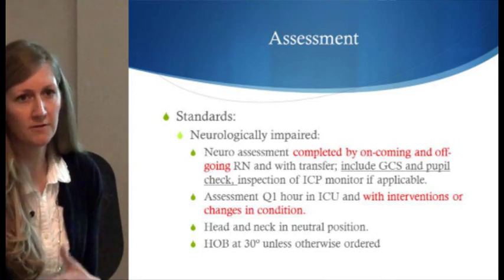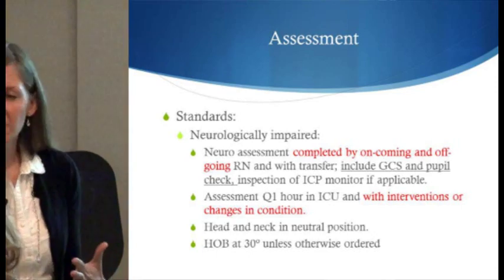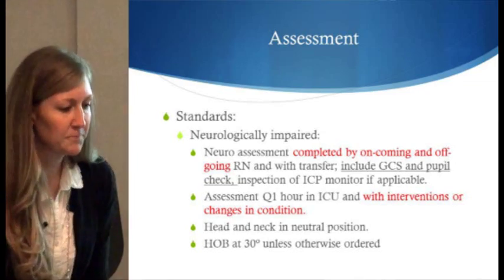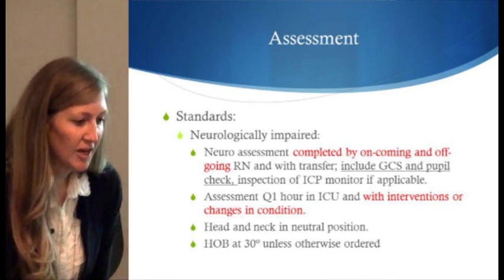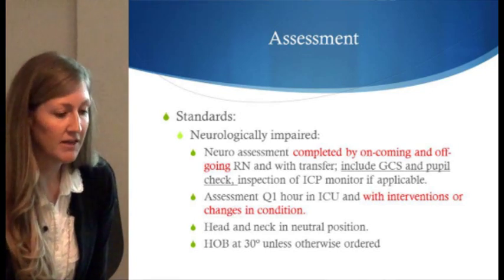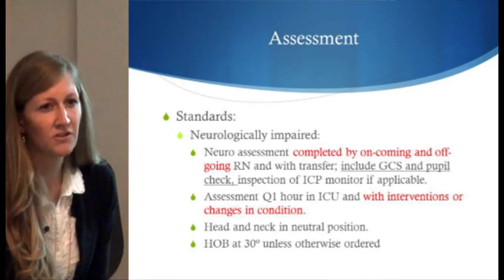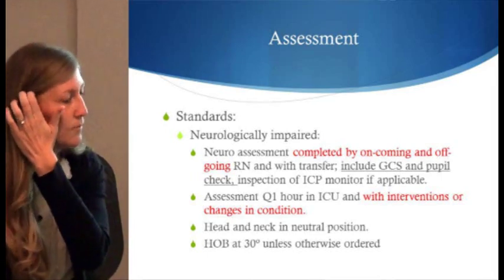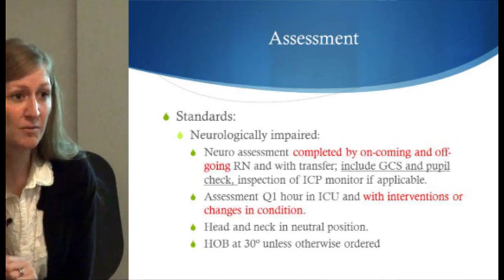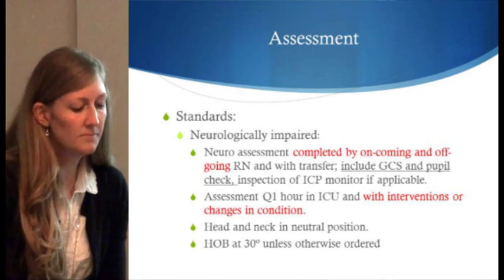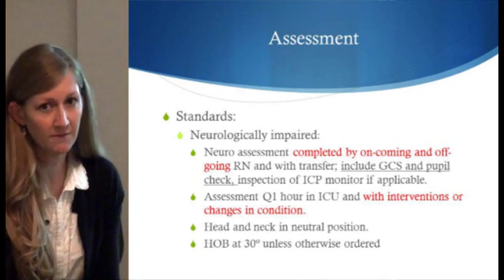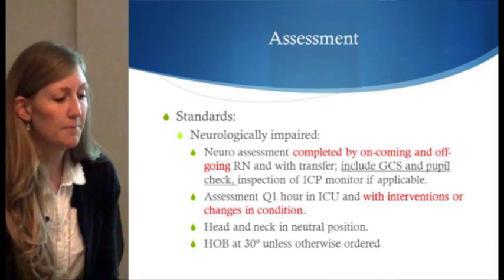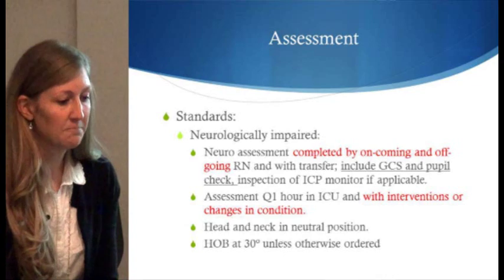And of course, if the patient's in the ICU, then inspection of the ICP monitor and what is happening with the ICP. So most of the time, our neuro checks are Q1 hour in the ICU, and then I think usually in the IMU they're every 2 to 4 hours, just depending on how concerned the physician is about potential neuro changes. And of course you're going to be doing a neuro check if there's any changes, or you do any sort of intervention to fix your ICP.